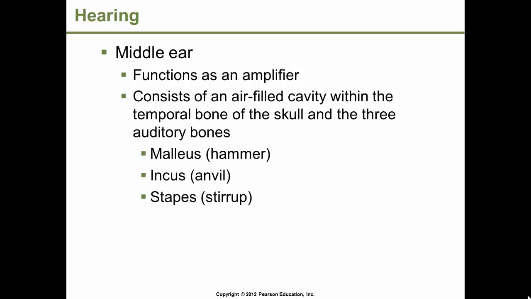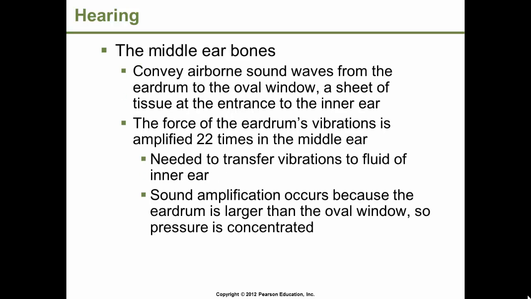These three bones function as a system of levers to convey these airborne sound waves from the eardrum to the oval window. The middle ear bones convey the sound waves to the oval window, which is a sheet of tissue at the entrance to the inner ear. So the tympanic membrane leads from the outer ear to the middle ear, whereas the oval window leads from the middle ear to the inner ear.